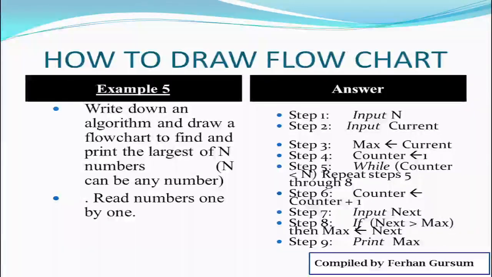Okay, let us see the flowchart. First of all, we have to draw an oval and write "Start" inside. Then we have to show the flow of the program. Then we have to take input n and current. This is the input/output diagram. Then we show the flow of the program using an arrow.